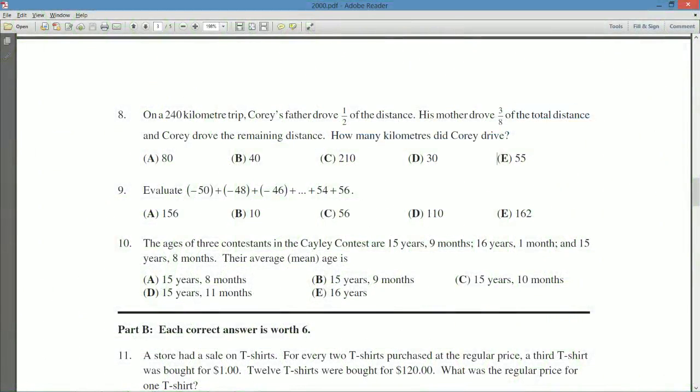Okay, there's a couple ways to do this question. First, what we could do, which I'm not going to do, is we know that Corey's father drove 1/2 the distance, his mother drove 3/8 the distance. We could figure out what fraction of the distance Corey drove, multiply that by 240 and figure out how many kilometers he drove. That's perfectly valid, and if you did it that way, congratulations. That's a perfectly excellent, fantastic way to do it.